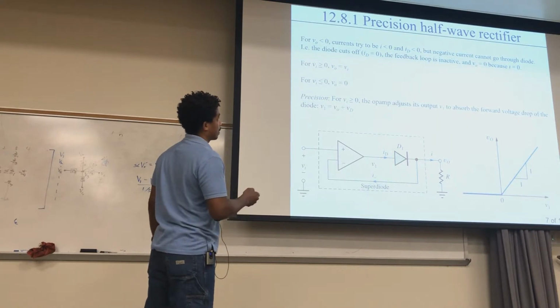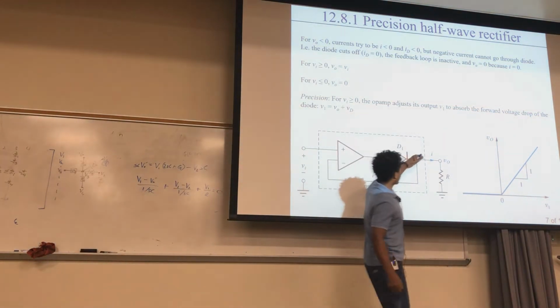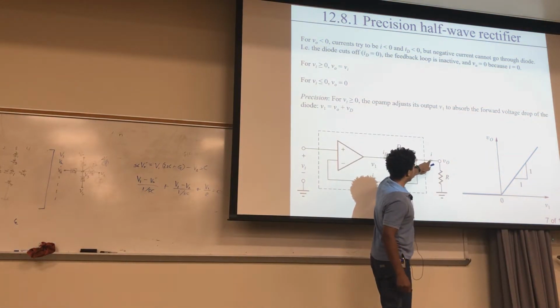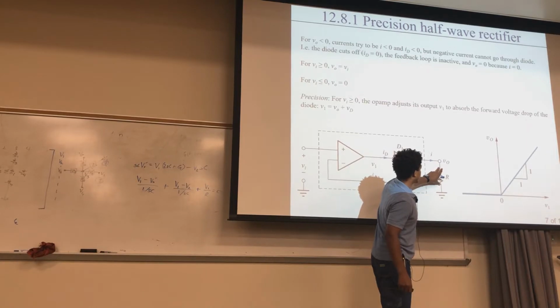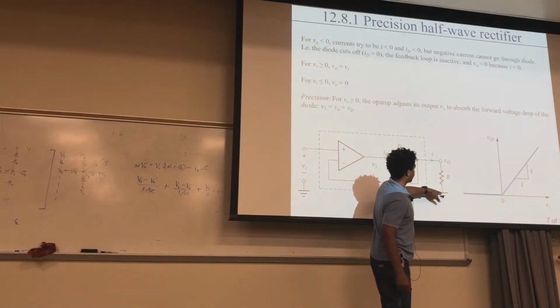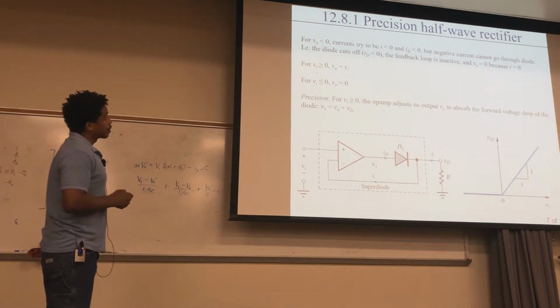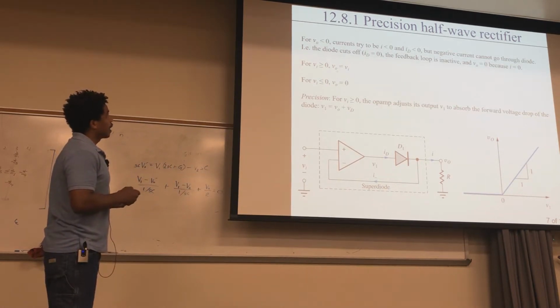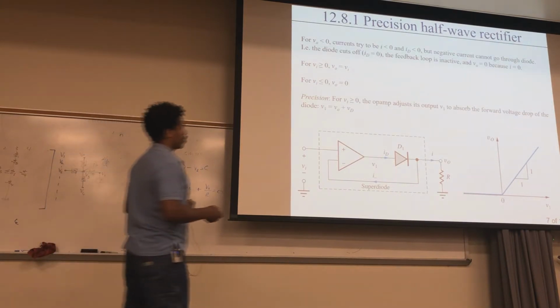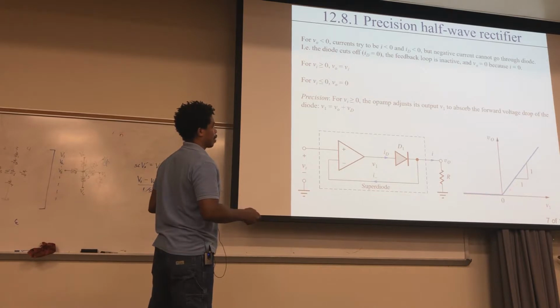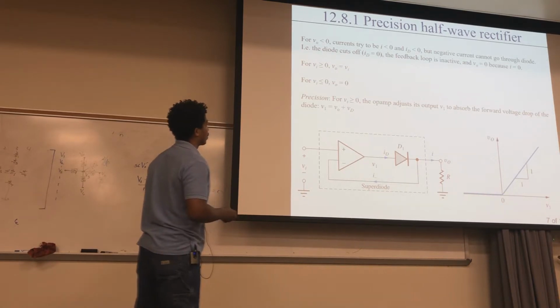And then the output voltage becomes 0 because the current is 0. If this current is 0, then there's no voltage drop across this resistor, so the voltage here is the same as the voltage here, which is ground. So for positive voltage over here, the output voltage is just Vi. For a negative voltage here, the output voltage is 0, and that's how you're able to get this nice output right here of the super diode.